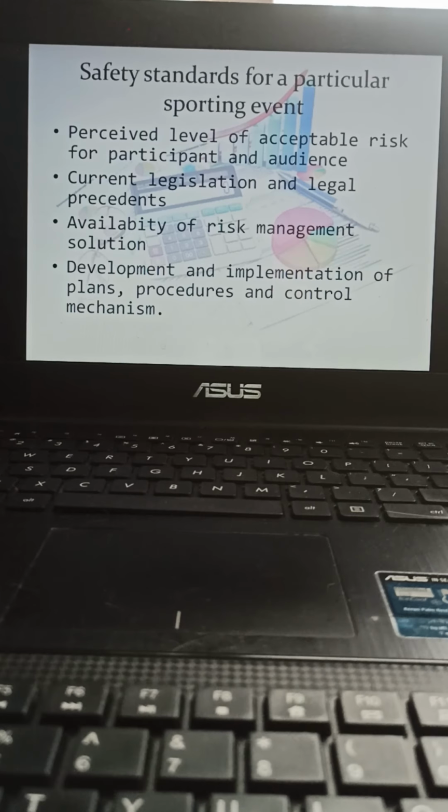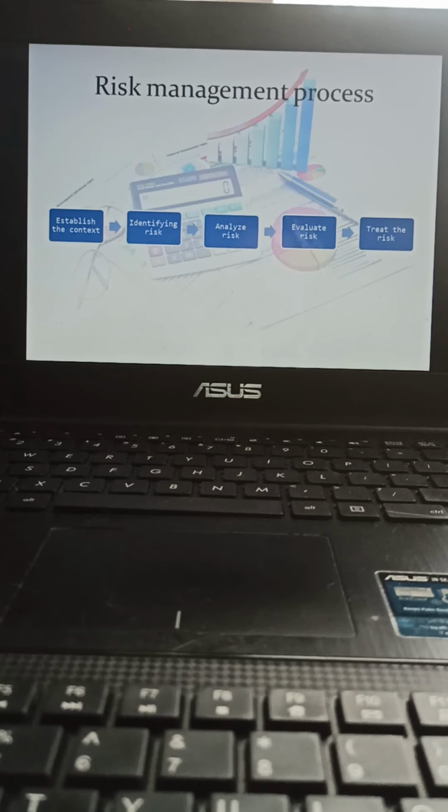Safety standard for a particular sporting event. Now we're not doing a sporting event, but I want you to read this because it could be in one of the questions coming. You need to go through this. Risk management process is establishing the context, identifying the risk, analyzing it, evaluating it, and treating the risk.